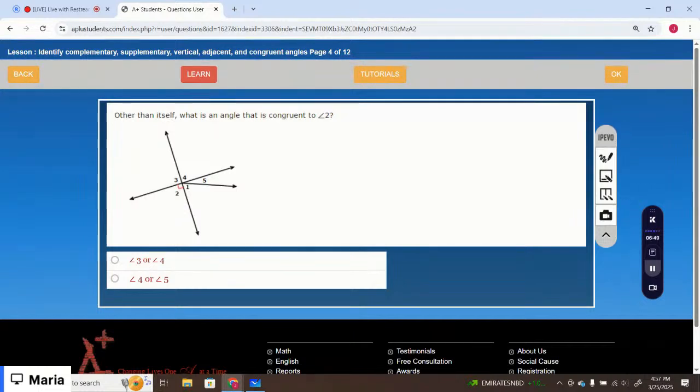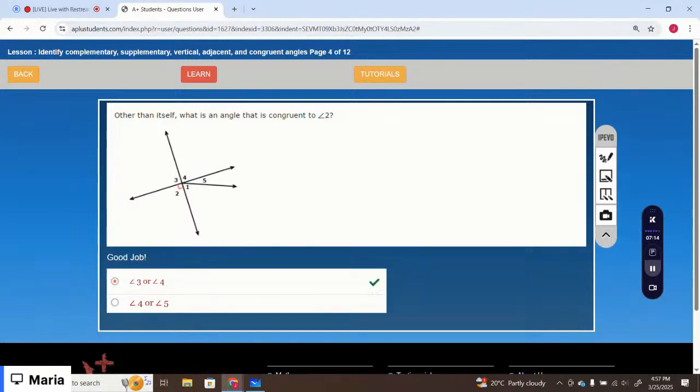Other than itself, which is an angle that is congruent to angle 2? The angles that are formed on the two intersecting lines are the congruent angles. So the angle congruent to angle 2 is angle 4, because it is exactly the same as angle 2. So angle 4 is the correct option.